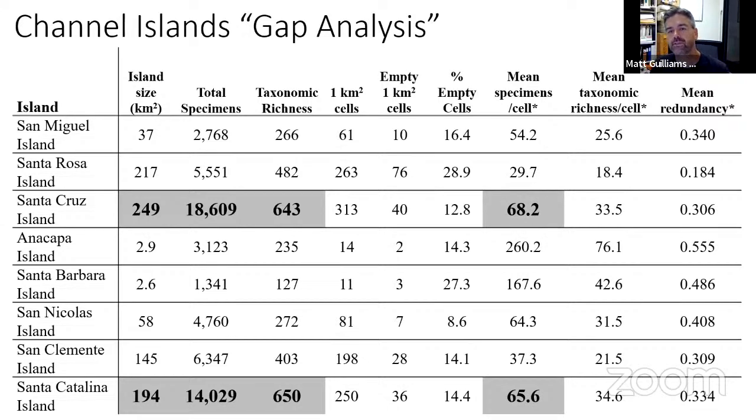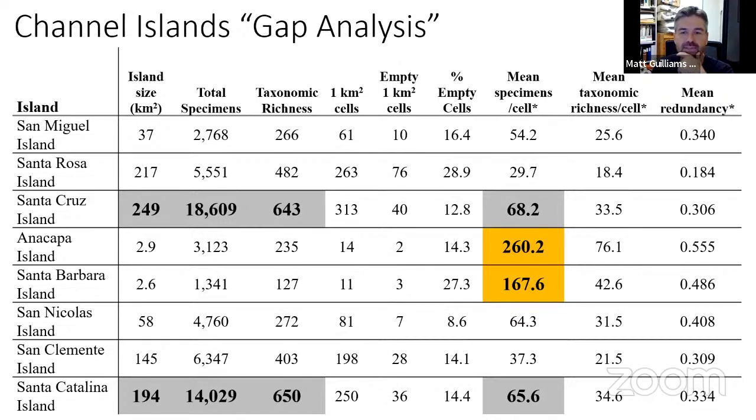But you might be saying, Matt, I'd love a correction for island size. And so that's what this is. We divided the islands up into 1 kilometer grid cells, and on average, Santa Cruz Island has about 68 specimens per 1 kilometer grid cell. Catalina Island, totally comparable. So where are our biases? Where are these blind spots?